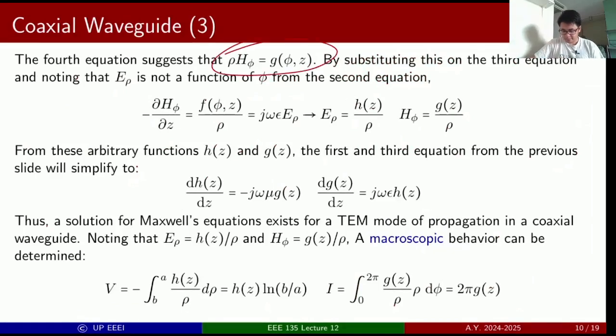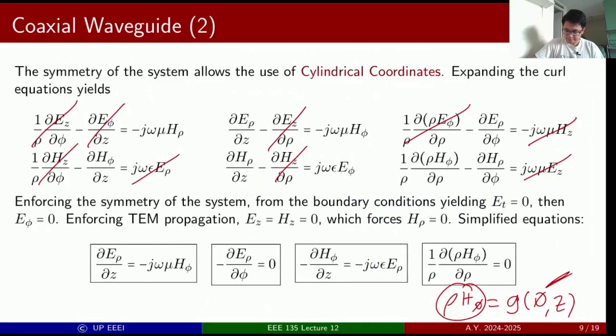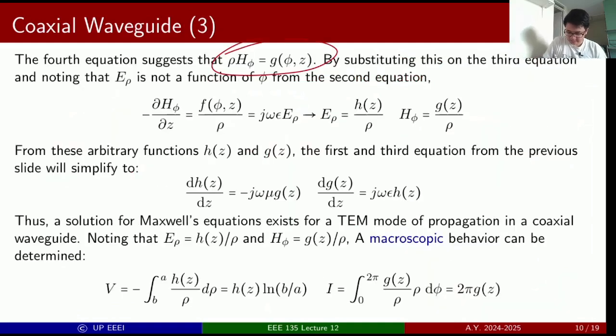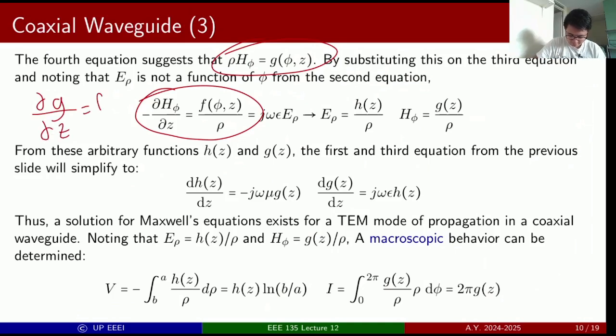So noting that, if we substitute that on the third equation, so you put it here, then we get this expression for the derivative of h_v with respect to z. It's a function of phi and z divided by rho. So this is actually the partial derivative of g with respect to z. Let's just call it f. So it's actually 1 over rho, the partial of g with respect to z, so it's equal to some f of phi and z divided by rho.